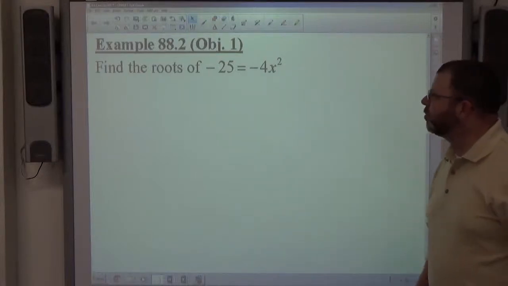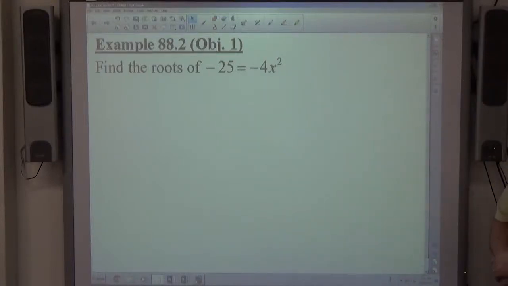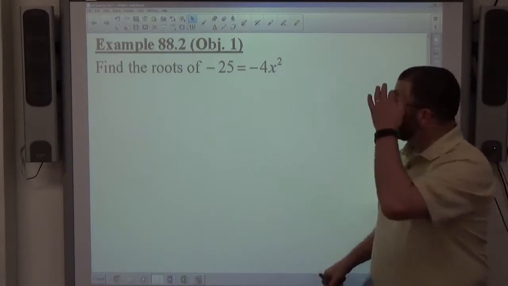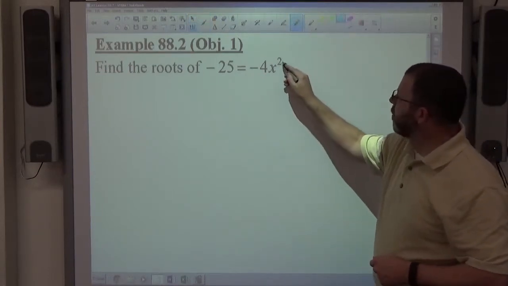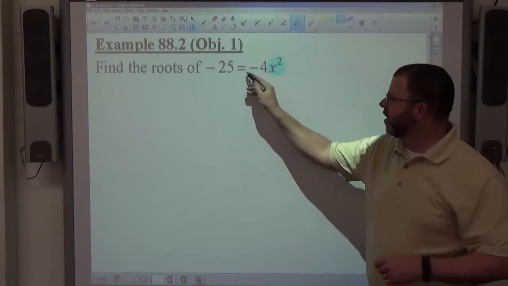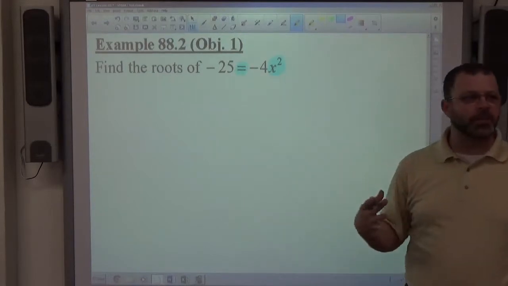Example 2, find the roots of negative 25 equals negative 4x squared. So, once again, as soon as I see x to the second power, it's a quadratic equation. So it's equals and an x squared. It makes it this kind of problem.